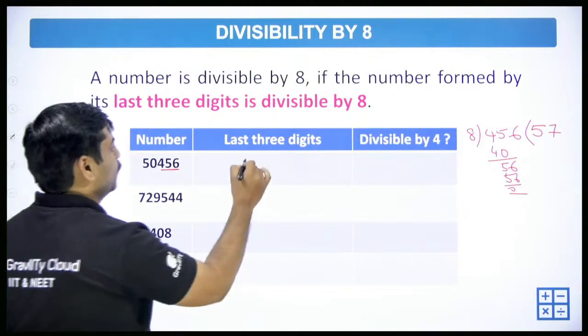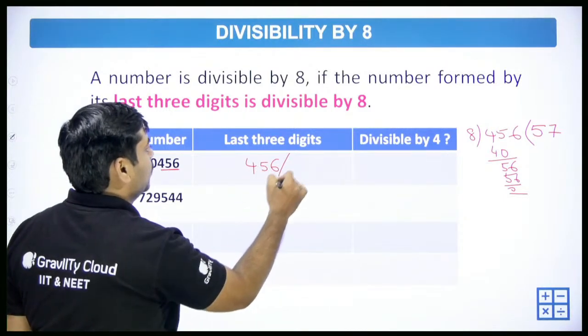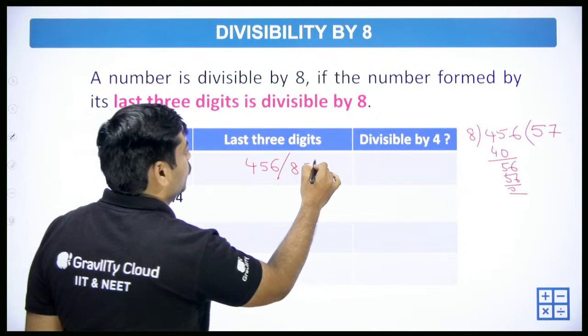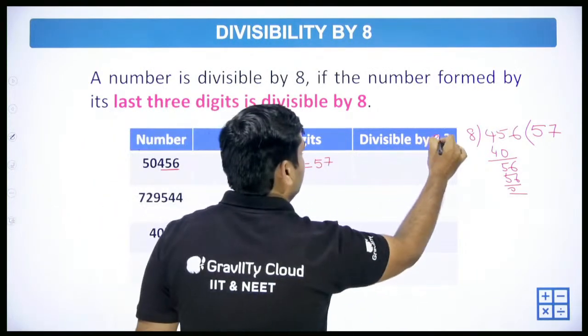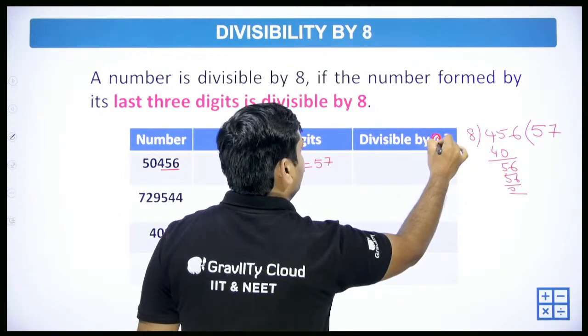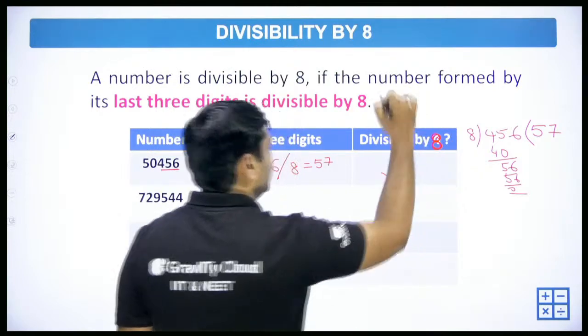Okay, now tell me, is 504 divisible by 9? We're discussing divisibility by 9. Let's check which numbers are divisible. 5 plus 4 is 9, so yes, it is divisible. Next, 72954.